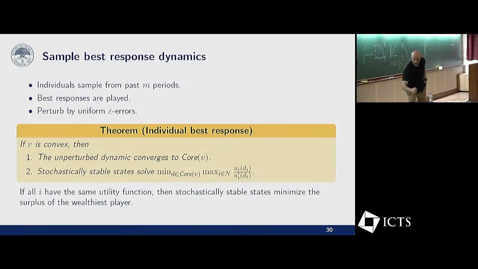If you let epsilon be 0, so you've got no perturbations, and people are just sampling the past and best responding, you converge to the core. And stochastically stable states solve this problem, minimizing the maximum of this expression that involves utilities. But if all players have the same utility function, then what this essentially means is that stochastically stable states minimize the surplus of the wealthiest player. So you're minimizing the wealth of the wealthiest player, conditional on being in the core. So you've got stability, and then you're minimizing the wealth of the wealthiest.